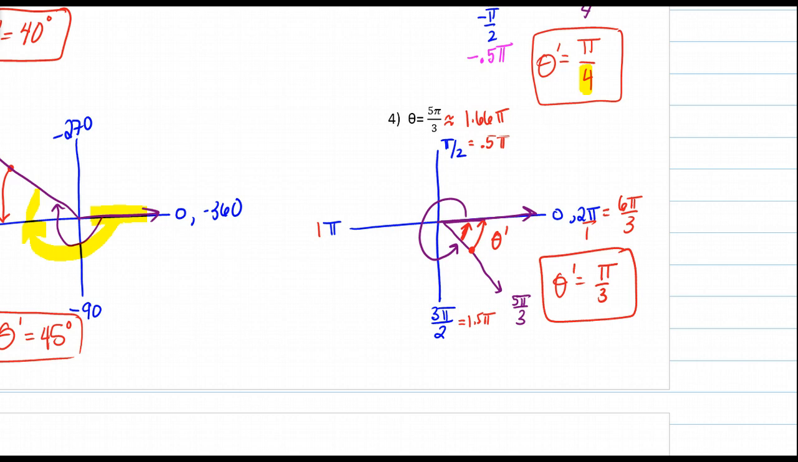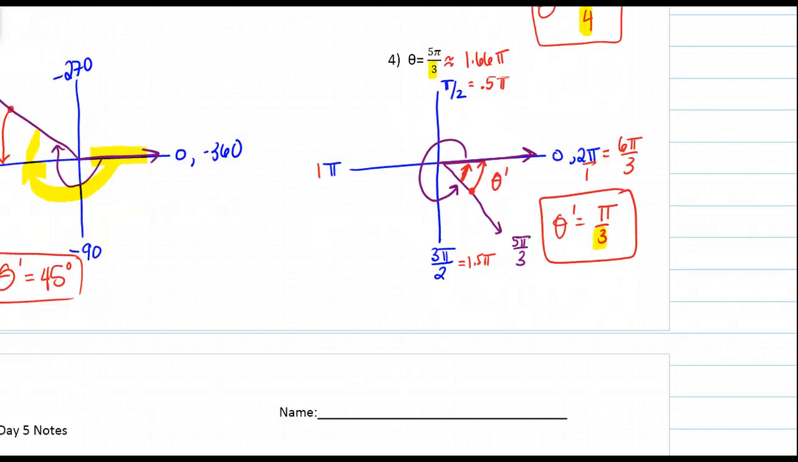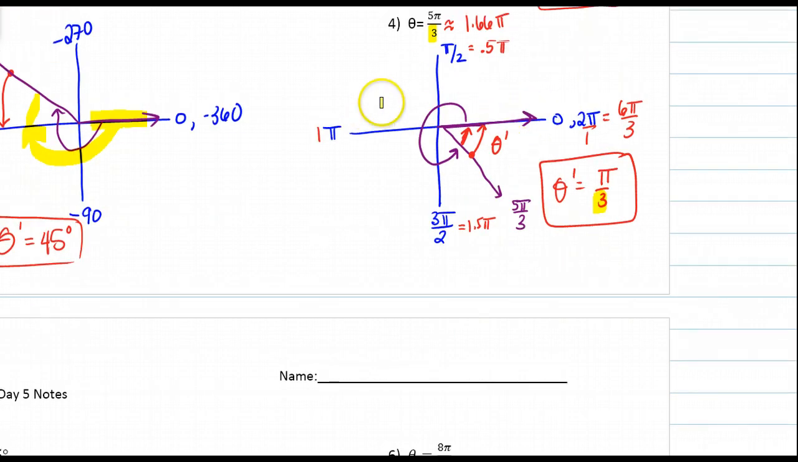And let's look at this again. I started with 5 pi over 3, and my reference angle is pi over 3, because we're cutting this circle into thirds. Okay? This half circle, we're cutting pi into thirds.